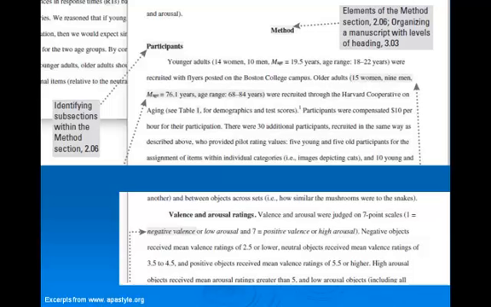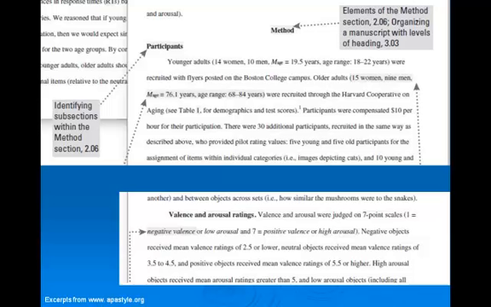And then whenever you have subsections within those major sections, that's when you go to the level 2 heading. So here we have participants as a subsection of the method, and so it's left justified, no indentation, uppercase and lowercase letters, no period at the end, and then after the heading you hit return and you indent the next line and start writing.